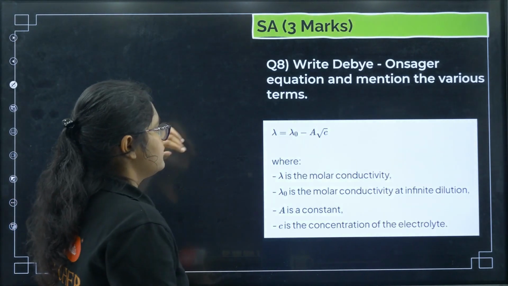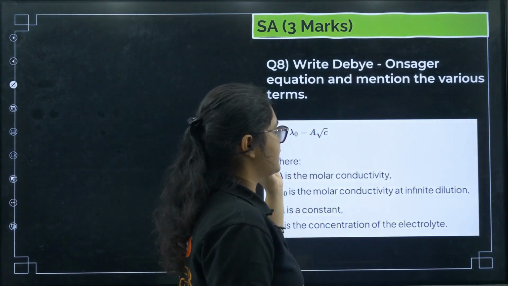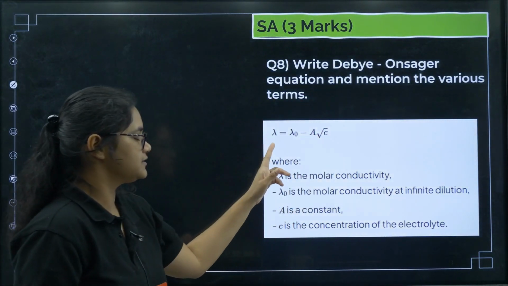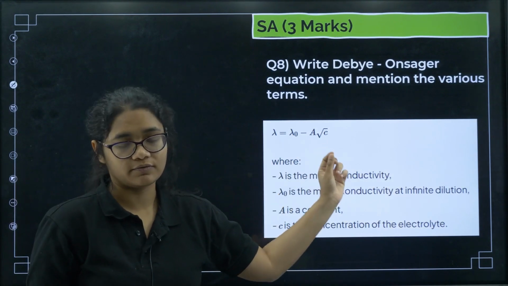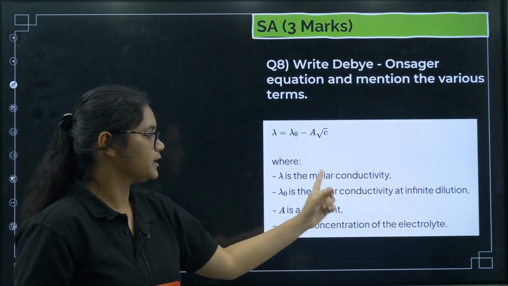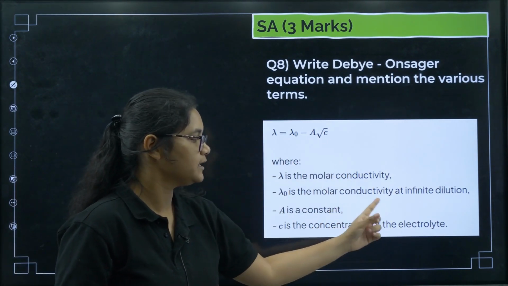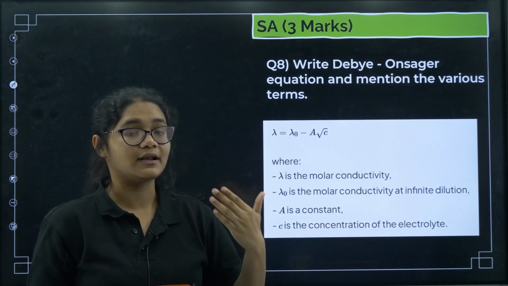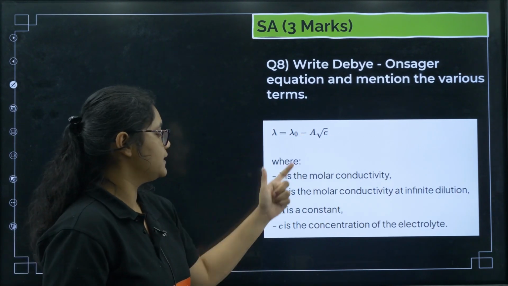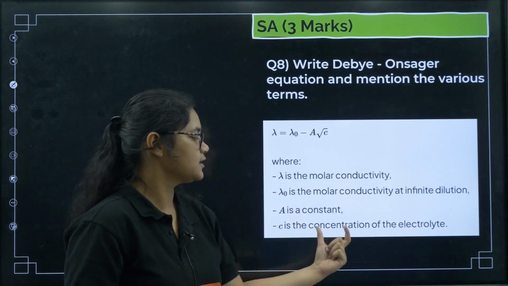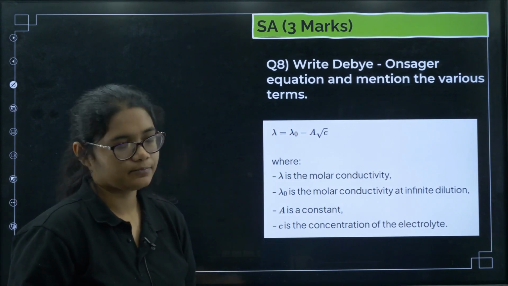Question number 8, write the Debye-Hückel-Onsager equation and mention the various terms. So lambda m is equal to lambda naught m minus A root C, where lambda m is the molar conductivity, lambda naught m is the limiting molar conductivity or conductivity at infinite dilution, A is your constant and C is the concentration of the electrolyte.